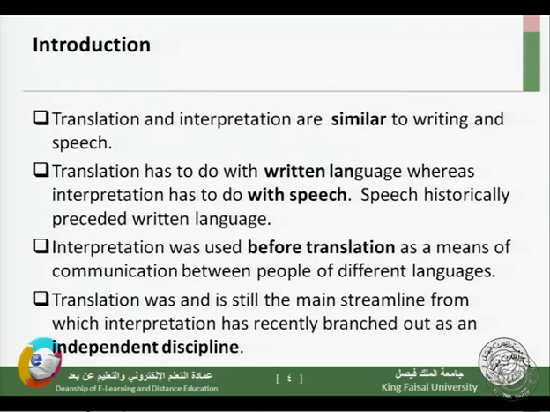In the following slides, I will differentiate between interpretation and interpreting. Like translation and translating, really. Translation is the product, translating is the process, and interpretation is the product of the interpreting. Interpreting is the process, but we'll come to this later. So interpretation or interpreting was used before translation as a means of communication between people of different languages, of course. But still, translation was the main stream. Interpretation or interpreting branched out from translation. So this is a very, very brief introduction to this topic: translation versus interpretation or interpreting.